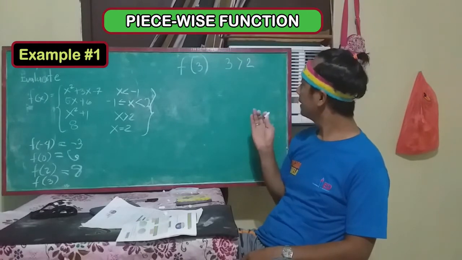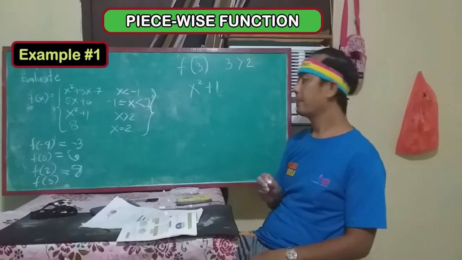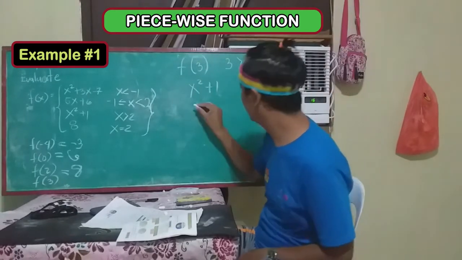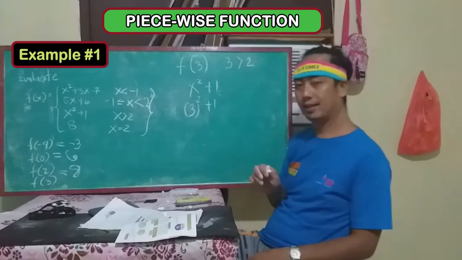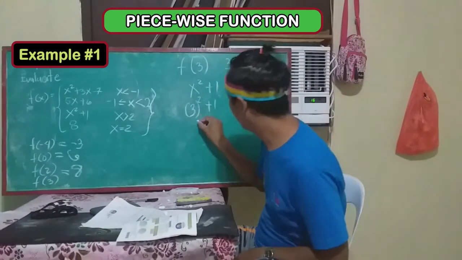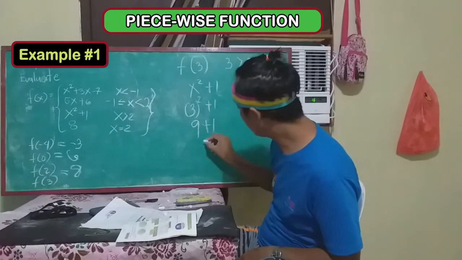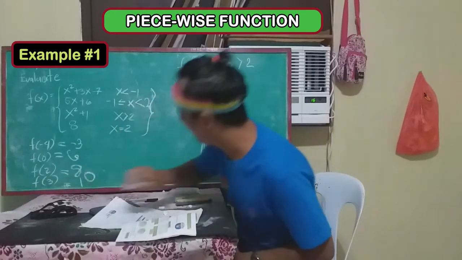Ito tayo. 3 is greater than 2. So, gagamitin natin ang x squared plus 1. So, babaguhin mo lang itong x ng 3. So, 3 squared plus 1. 3 squared, 9. Plus 1, 9 plus 1 is equal to 10. So, function of 3 is equal to 10.